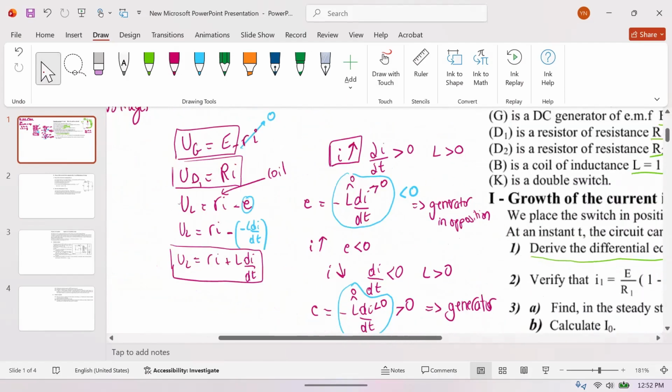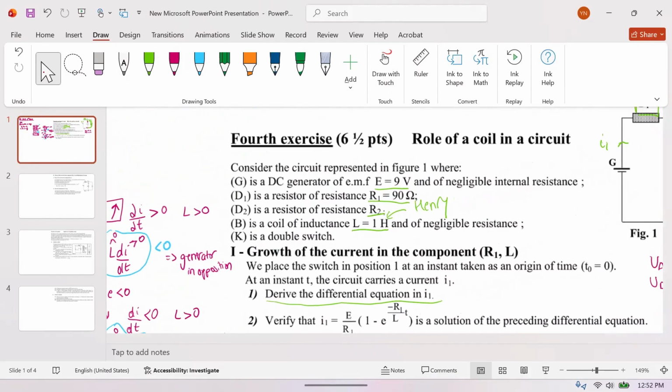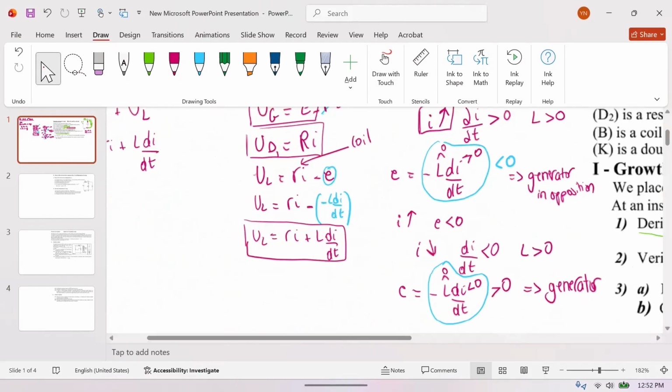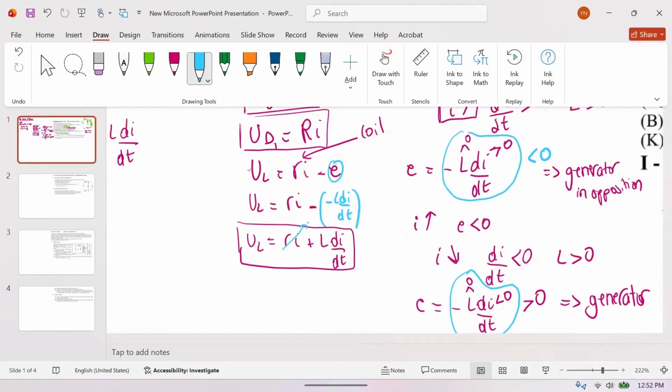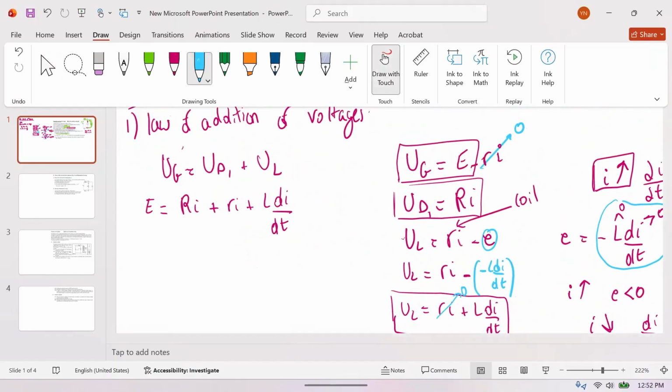Mainly, especially for L, they give it 0. So I have to go back to my given and make sure that everything is clear and I'm not just adding random variables that are not supposed to be here. So we have negligible resistance for the coil, so we can remove the small r. When I remove the small r, I only end up with L dI over dt, and that's even better and easier.